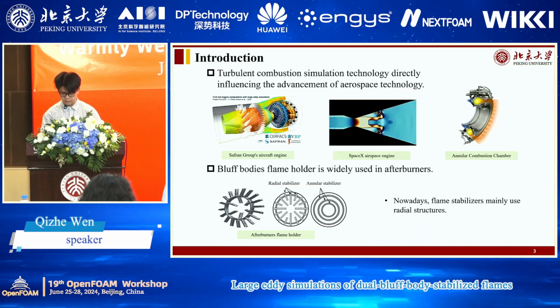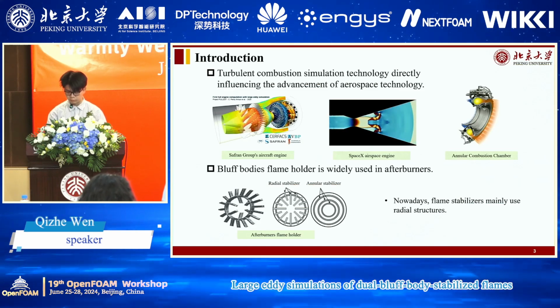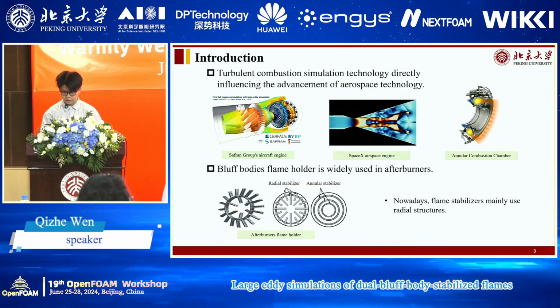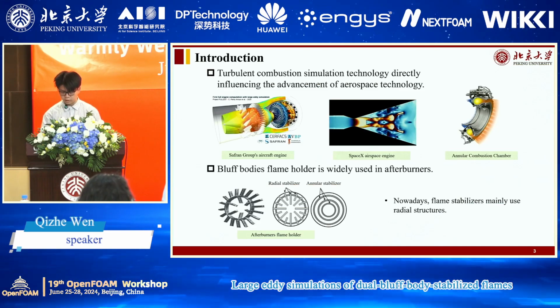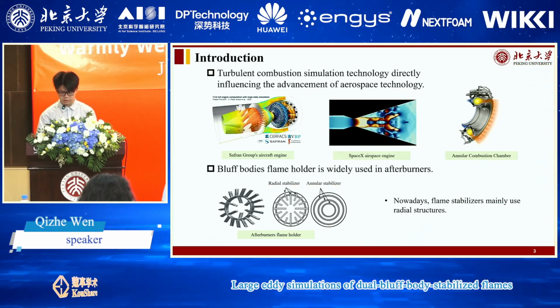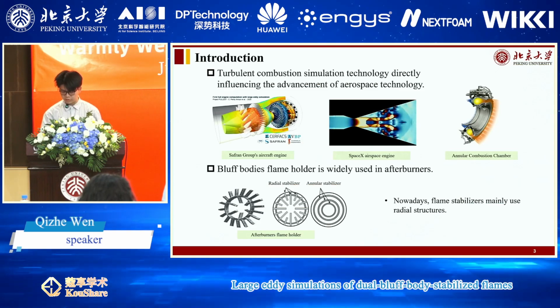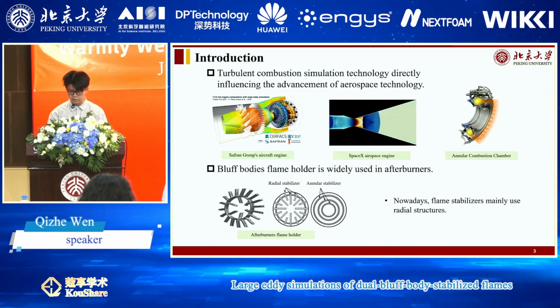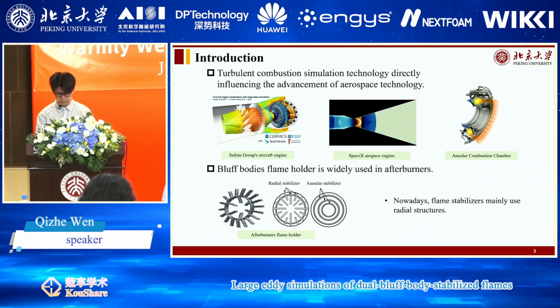In the 1950s, the annular flame stabilizer was used in the afterburner. Later, as the demand for military aircraft increased, to ensure successful ignition even with low oxygen content, the radial stabilizer has been widely used. So in this study, we will focus on the radial stabilizer.